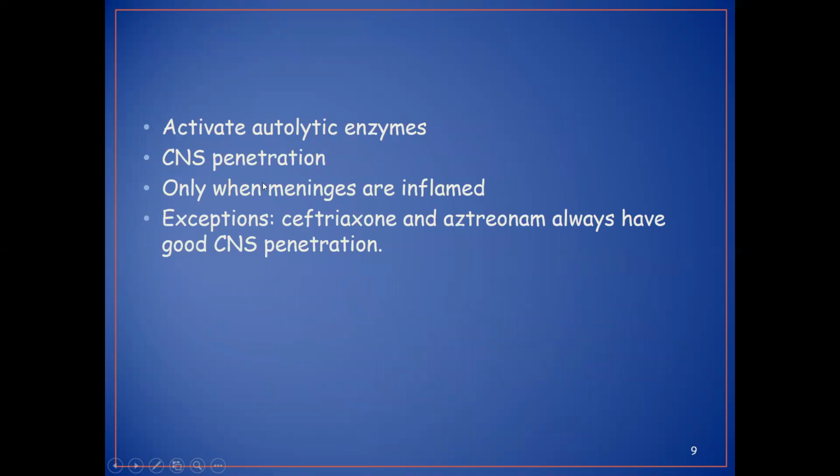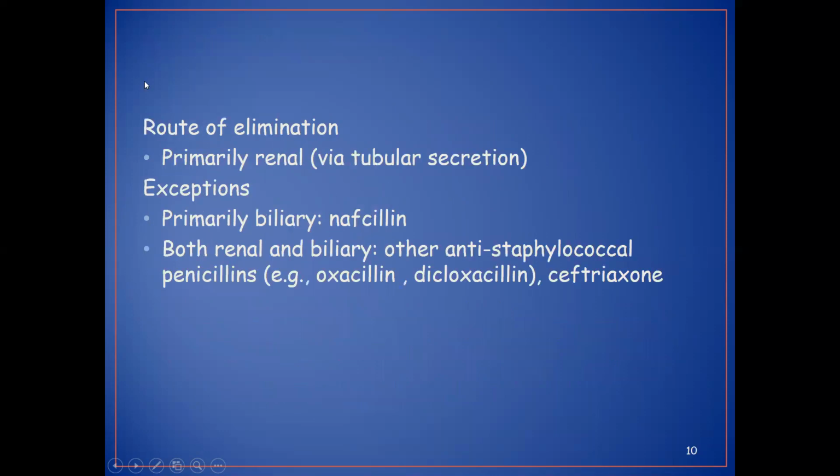Then the beta-lactam antibiotics activate autolytic enzymes. They have the ability to penetrate the CNS only when the meninges are inflamed. Exceptions include ceftriaxone and aztreonam, which always have good CNS penetration and not only when meninges are inflamed. The route of elimination is primarily renal via tubular secretion. Exceptions include biliary elimination, which is seen with nafcillin, and both renal and biliary elimination, which is seen with other anti-staphylococcal penicillins such as oxacillin, dicloxacillin, and ceftriaxone.